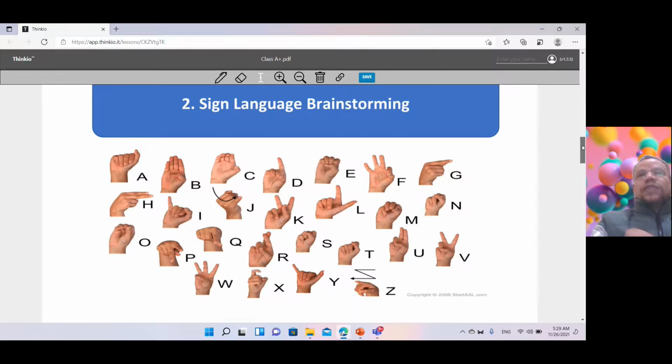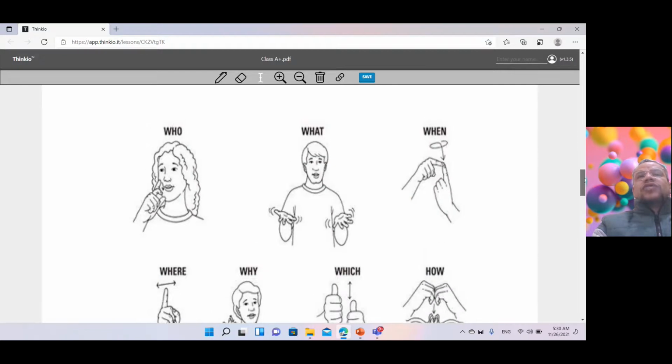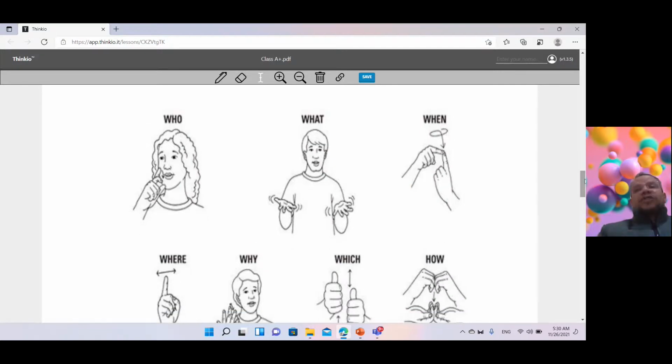But you would use this one. We would use sign language and brainstorming if you have questions, to do that with the WH questions. So for example, who, what, and when, which, how, where, and so on. So teach your students how to do that by fingers, by hands, how to do the WH for each one of them.